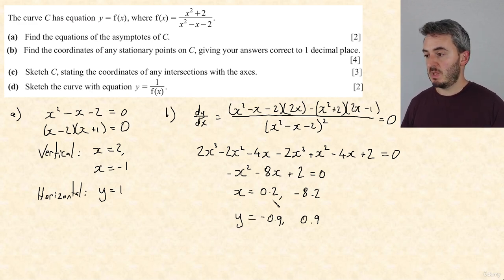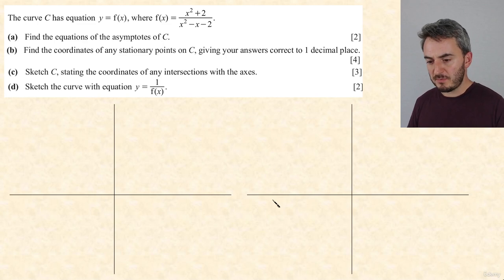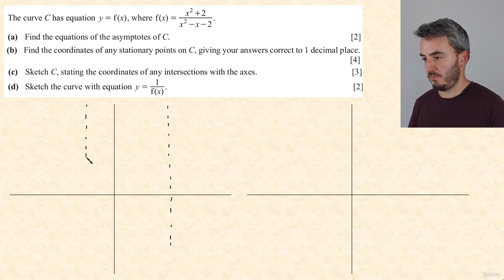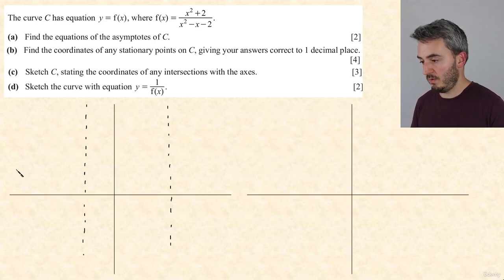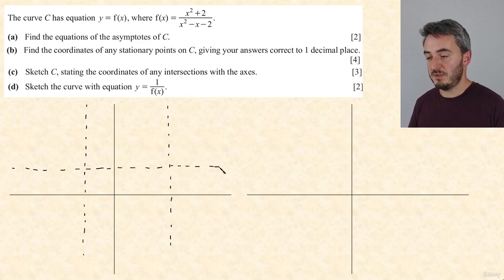Okay, sketch C, stating the coordinates of any intersections with the axes. So let's do that here. Now I'll be flipping back and forth because we know what the asymptotes are. The asymptotes are x equals 2 and x equals minus 1. So let's put x equals 2 in and x equals minus 1 in. And we also have y equals 1. So I'm going to have y equals 1 like this. I'll label those at the end.